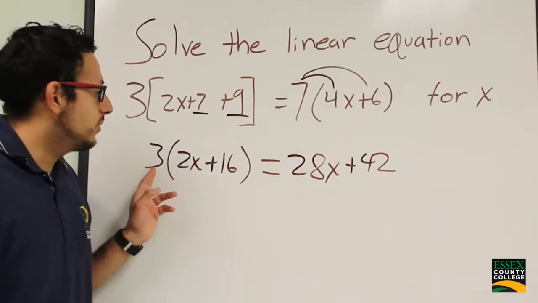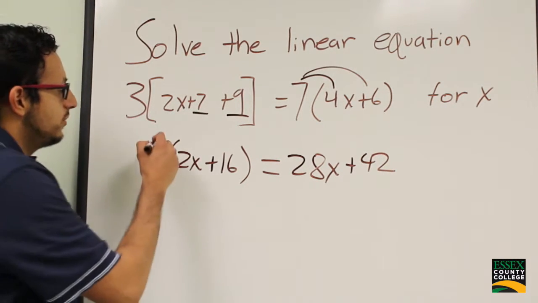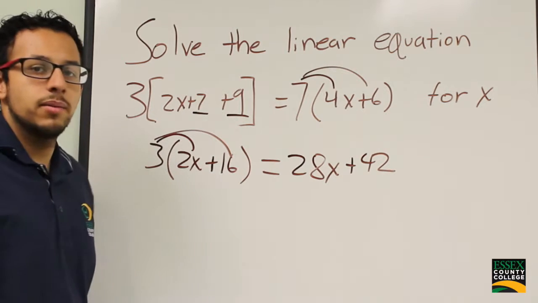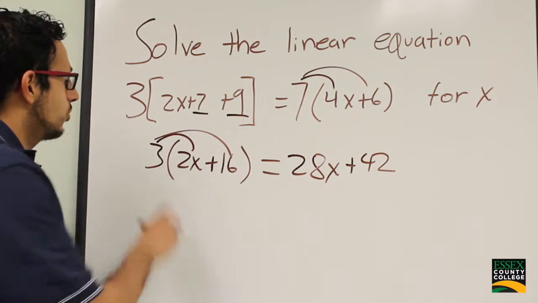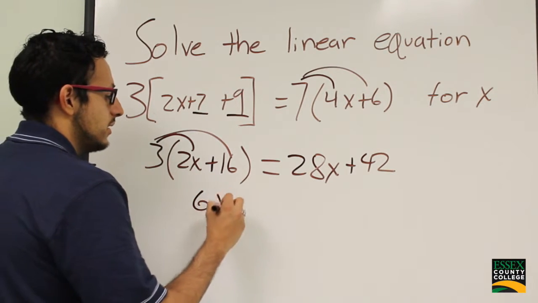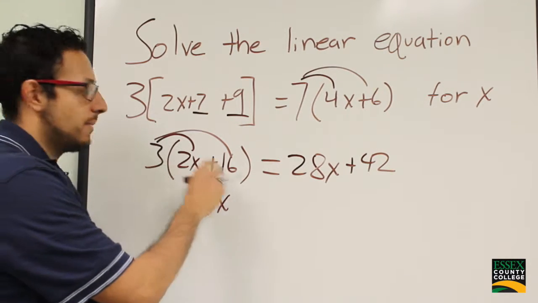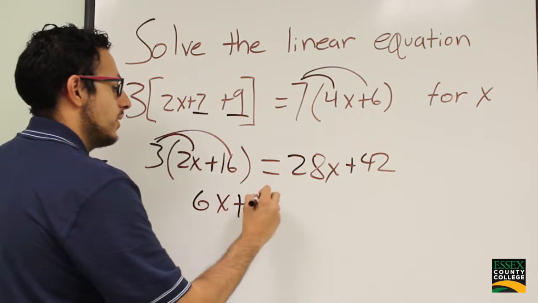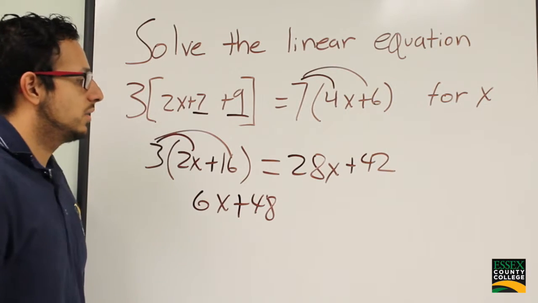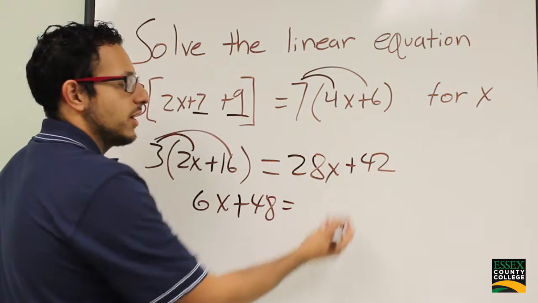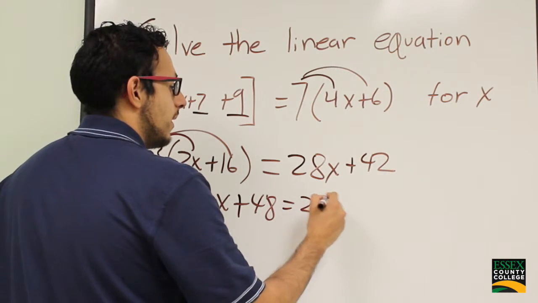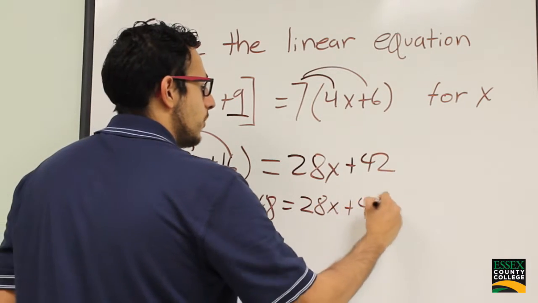Now we're also going to distribute this side. So we're going to distribute the 3 to both 2x and the plus 16. So 3 times 2x is 6x, and 3 times 16 is positive 48. Equals, we can bring this down again, 28x plus 42.